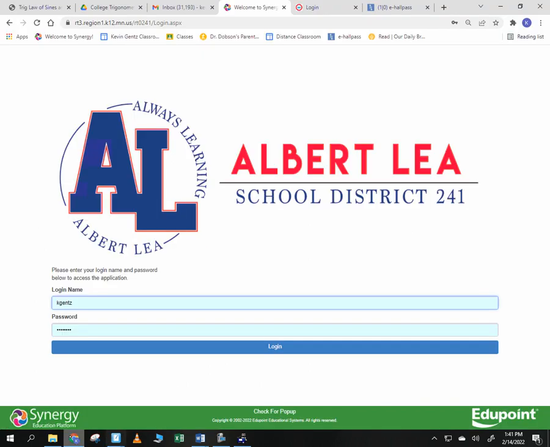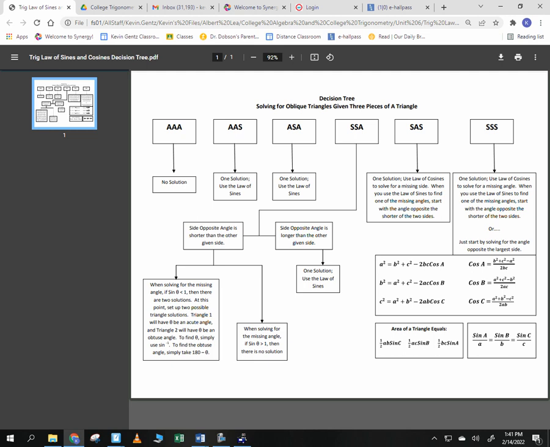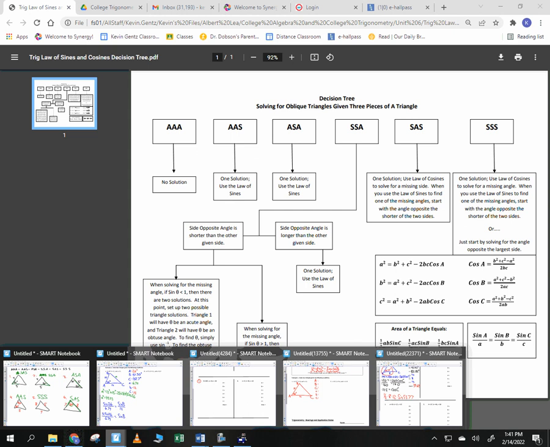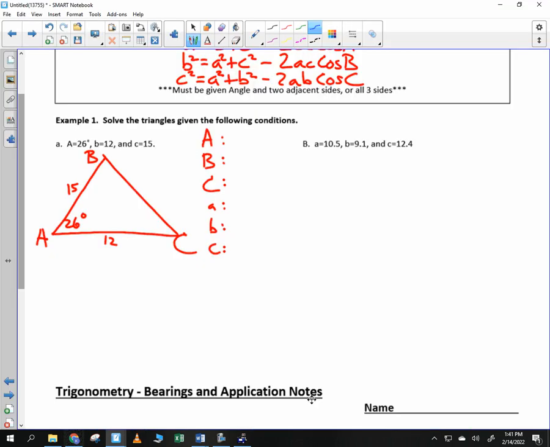And so I'm going to go to my decision tree right here because it's super helpful. And look what it says. It says if you're given side angle side, just use the law of cosines. It's one solution. We don't have to worry about two solutions, no solution, none of that stuff. So we just start by using the law of cosines. It gets slightly complicated after we find the first thing, but we'll talk about it. You're in good hands. I'm going to write this stuff down first. I got angle A is 26 degrees. I've got side B is 12. And I've got side C is 15.